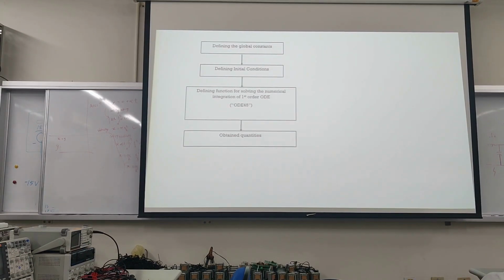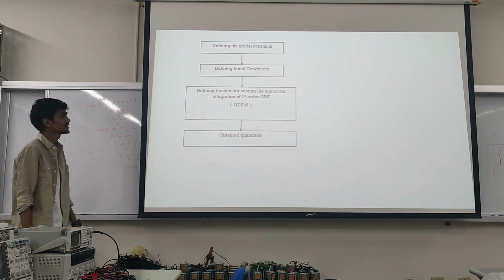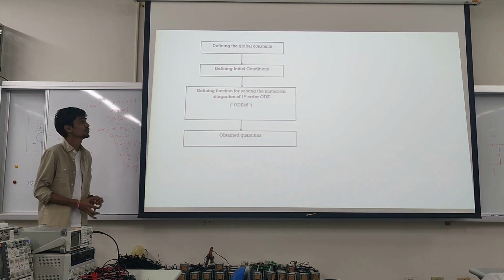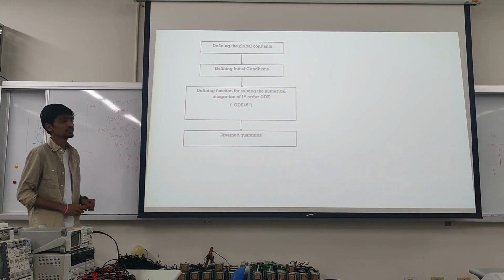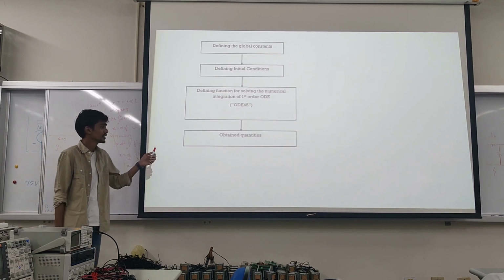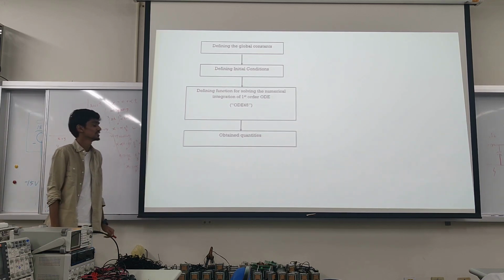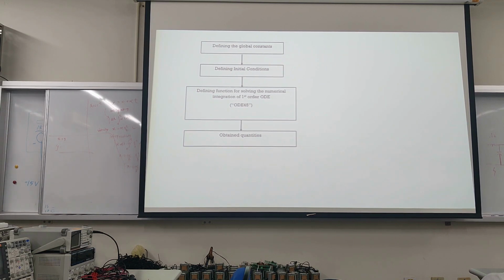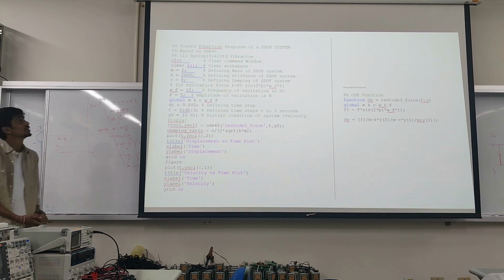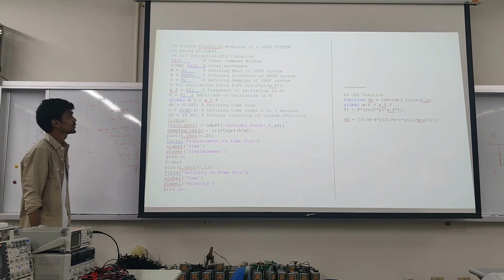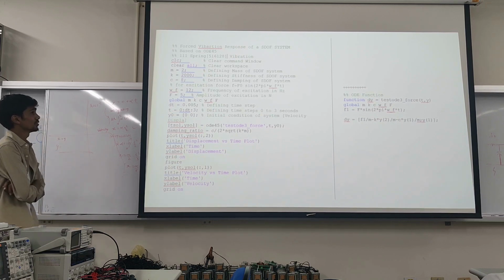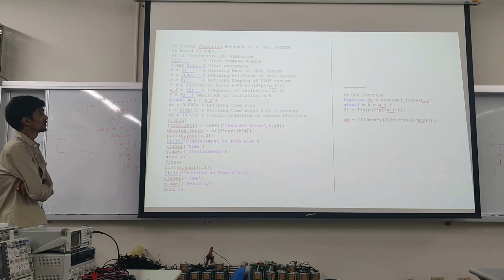So similarly we have to define the global constants, define the initial conditions, and define the function for solving the numerical integration of the first order ODE for the displacement, and after that we are going to obtain the quantities, displacement and velocity. So this is the code for the forced vibration response of the single degree of freedom system.